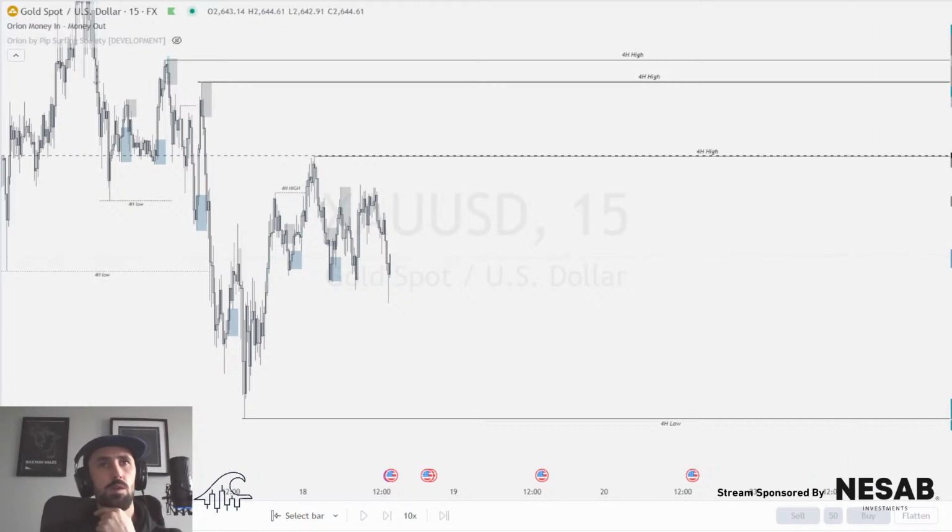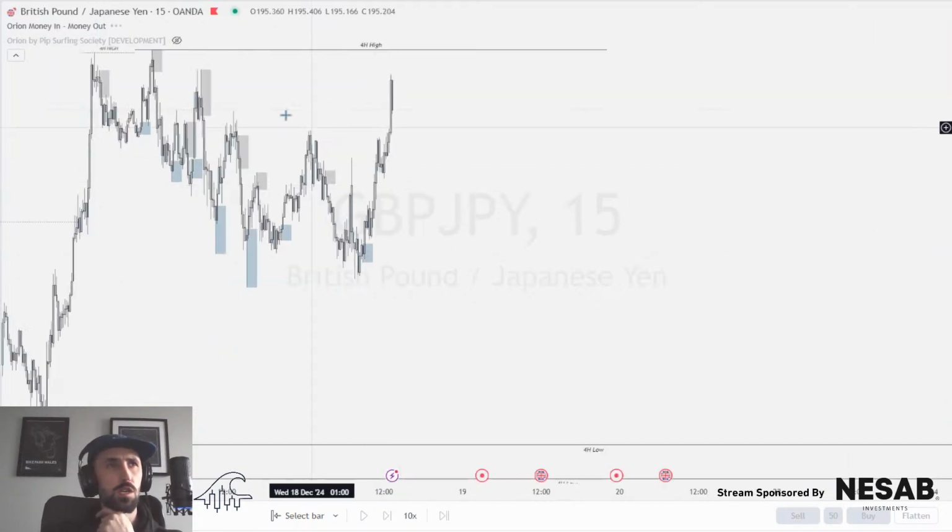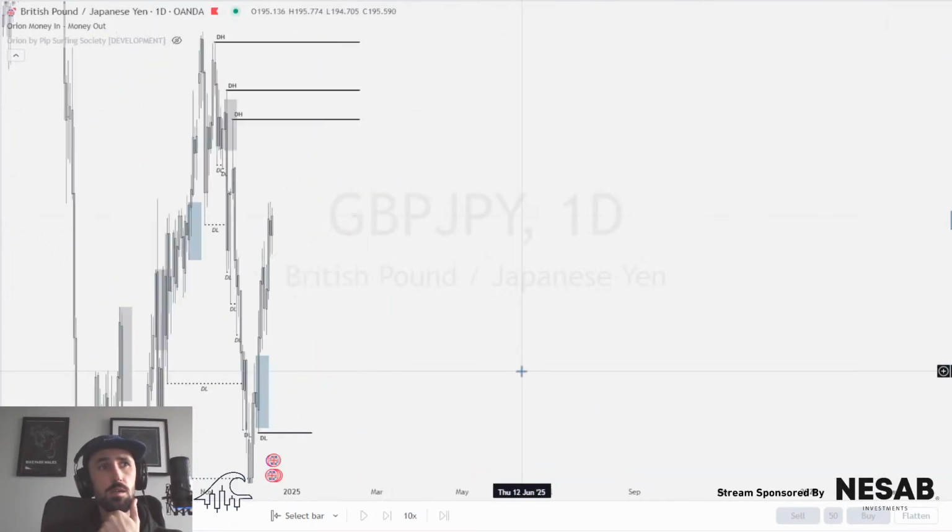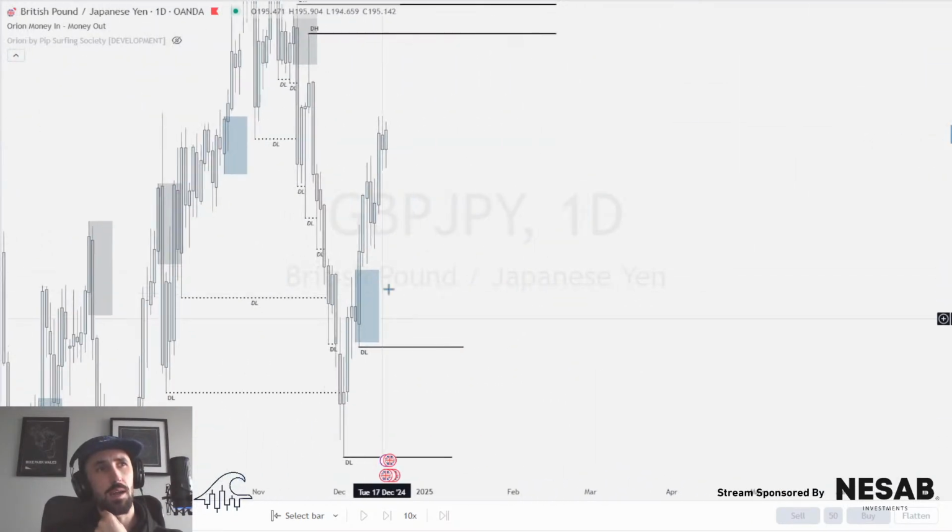So let's go GU or GJ, sorry. We're biased long on GJ. We've been biased long since down here. To give you an idea, this is the daily time frame. This area was established after this candle closed. So we've been biased long for 1, 2, 3, 4, 5, 6 days, right? 6 days of bias long.